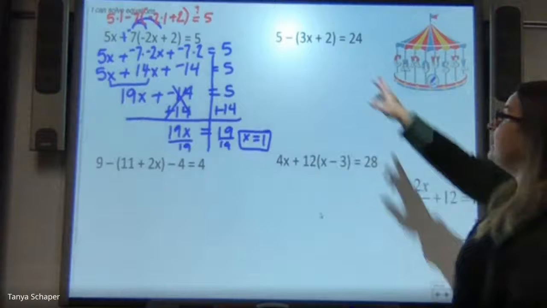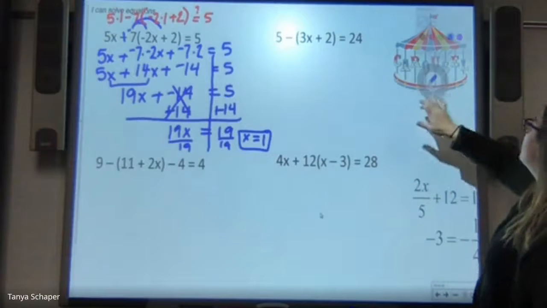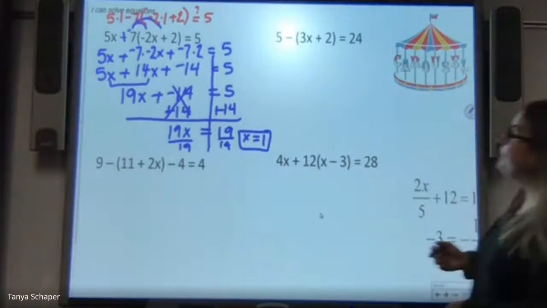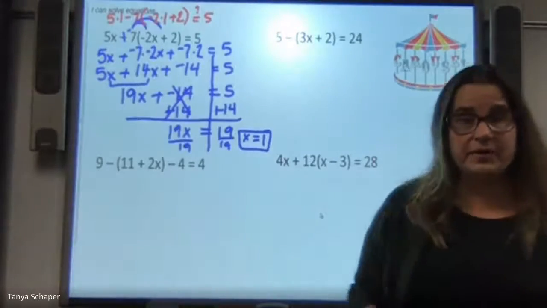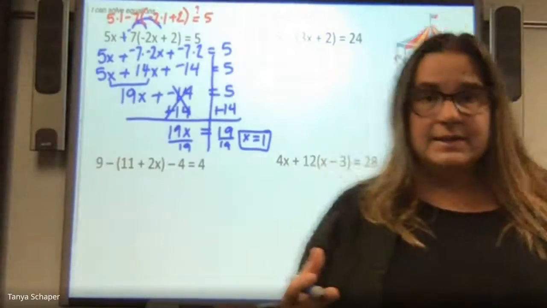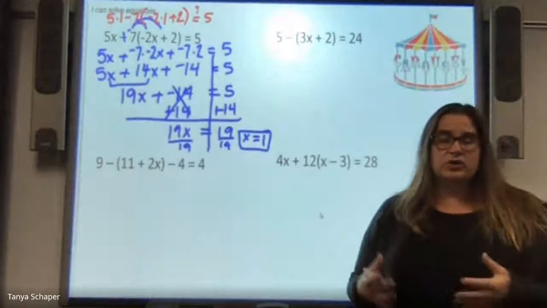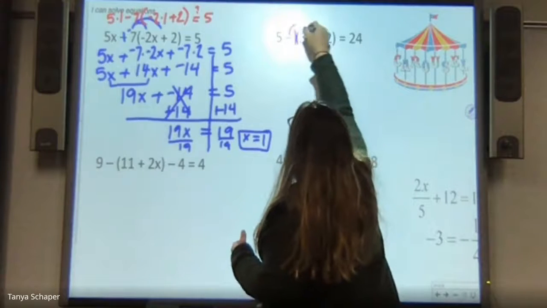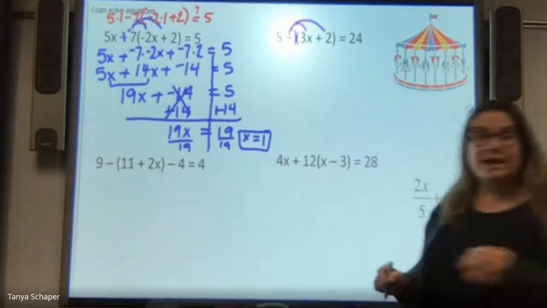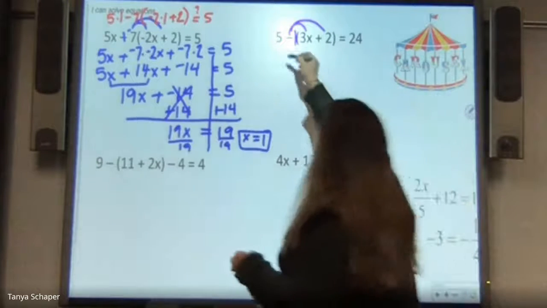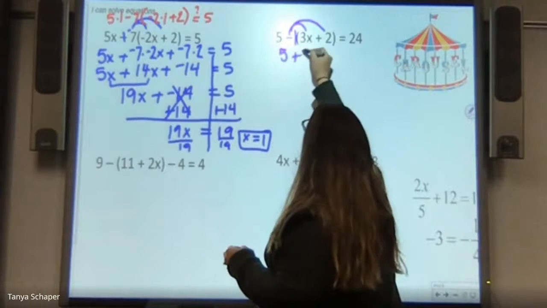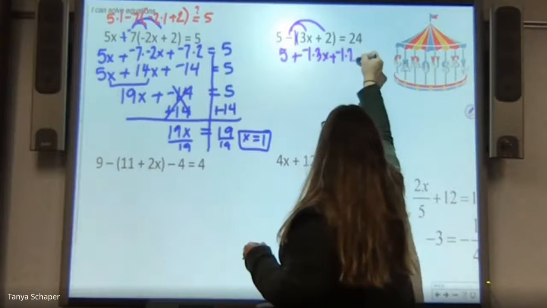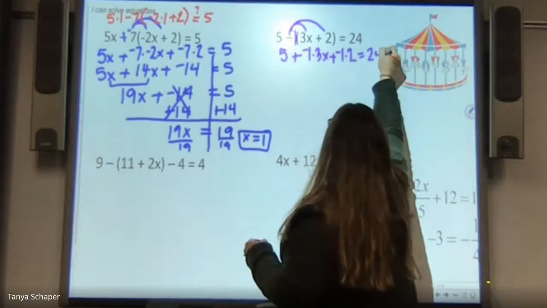All right, let's try this next one right up here. I'm going to switch to a purple pen. There's no number in front of the parentheses. It's 5 minus the quantity 3x plus 2. So I'm going to sneak a 1 in here, and that's what I'm going to distribute, a -1. So it becomes 5 plus -1 times 3x plus -1 times 2 equals 24.